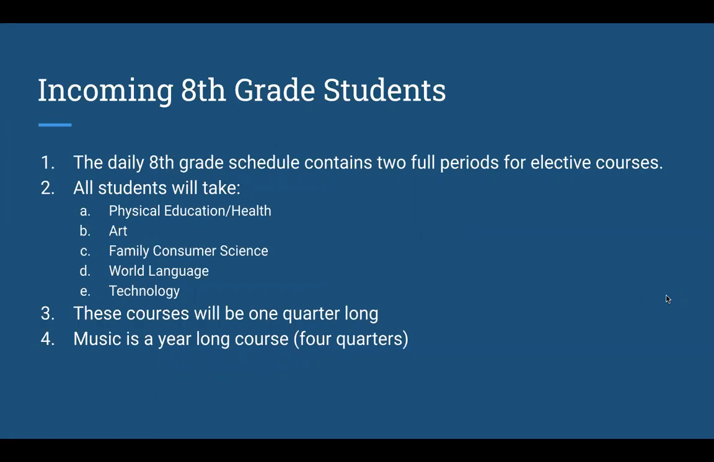So your daily eighth grade schedule contains two full periods for elective courses. All students in eighth grade will take physical education and health. Health is a 2-week part of that phys ed class. You will also take art, family consumer science, world language, and technology. These courses will each be 1/4 long or 9 weeks. Music is a year-long course. It will take up 4/4 of an elective.